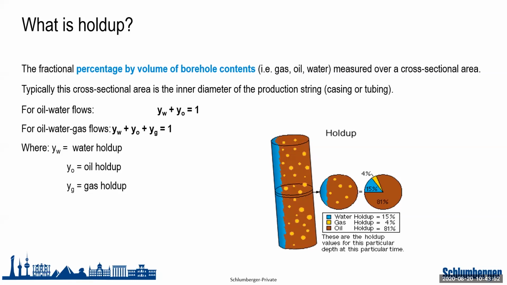Then I see how much of this circle is occupied by water, how much is occupied by gas, and how much is occupied by oil, downhole. This is what we call gas holdup, oil holdup, and water holdup. In this particular example, the oil holdup is 81%, the gas holdup is 4%, and the water holdup is 15%.